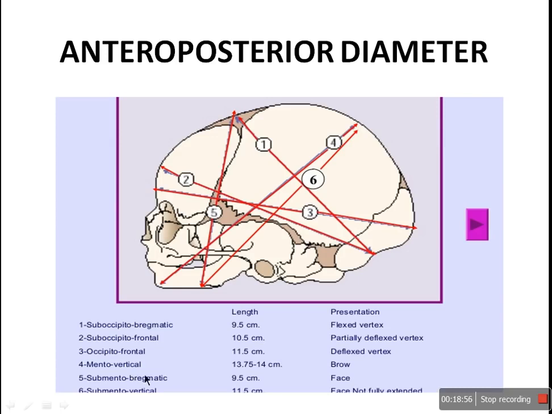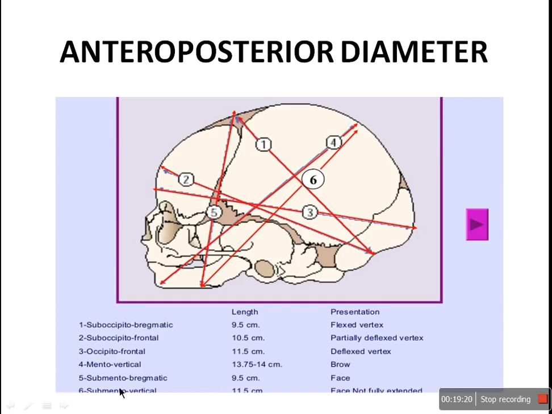Then mentovertical. So this is mentovertical. Mento means chin. The other name of mento is chin. From chin to vertical. Vertical means vertex. So this is the vertex. So we are going from mento, mento means chin, to vertical, which is 13.75 to 14 centimeter, which is the largest diameter.